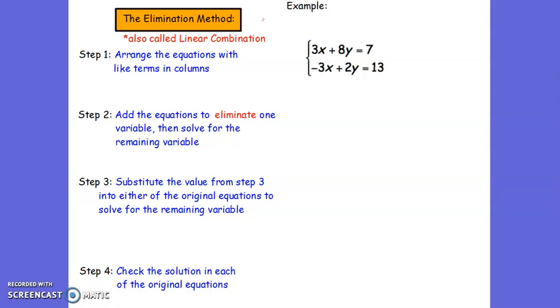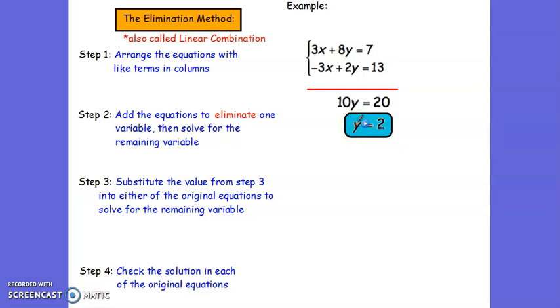3x plus negative 3x is going to be 0x. 8y plus 2y makes 10y. And 7 plus 13 makes 20. So notice we went from two equations by adding them together and eliminating x down to one equation with only one variable. In that case, we can divide by 10. And we end up getting half of our answer. Again, we know that y equals 2.